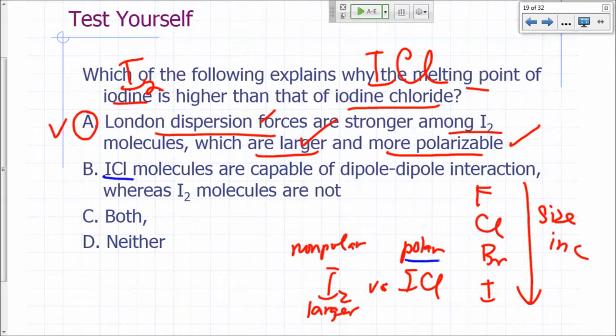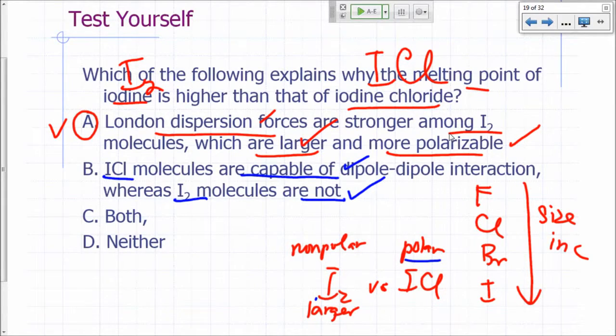ICl molecules capable of dipole-dipole? Yes. I2 molecules not capable of dipole-dipole. Non-polar, non-polar, so they're not capable of dipole-dipole. So that's okay too, right? So the statement is true. Statement B is true, but does it explain why the melting point of iodine is higher?